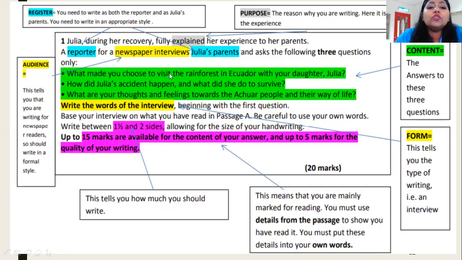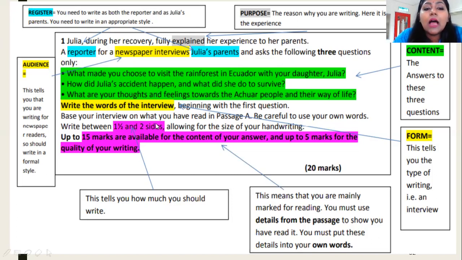Okay, and what made you choose to visit the rainforest in Ecuador with your daughter Julia? How did Julia's accident happen, and what did she do to survive? What are your thoughts and feelings towards the Aquar people and their way of life? So always think about the focus of the question. Like here, what are the keywords? The reasons for visiting rainforests. Okay, and then it's all about how the accident happened and what did she do to survive. And finally, you're going to share thoughts and feelings. That means in your answers you need to include words related to thoughts and feelings. Okay, and write the words of the interview beginning with the first question.